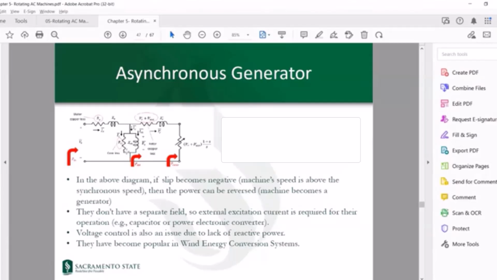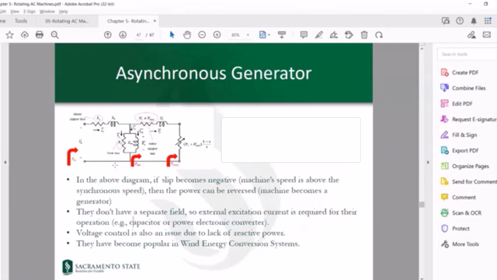So if you have a core that has kept some residual flux in it, that could be the initial source of that excitation current that is required to operate this machine as a generator. So a couple of things, like capacitors, external power electronic converters, or residual flux in some cases can.